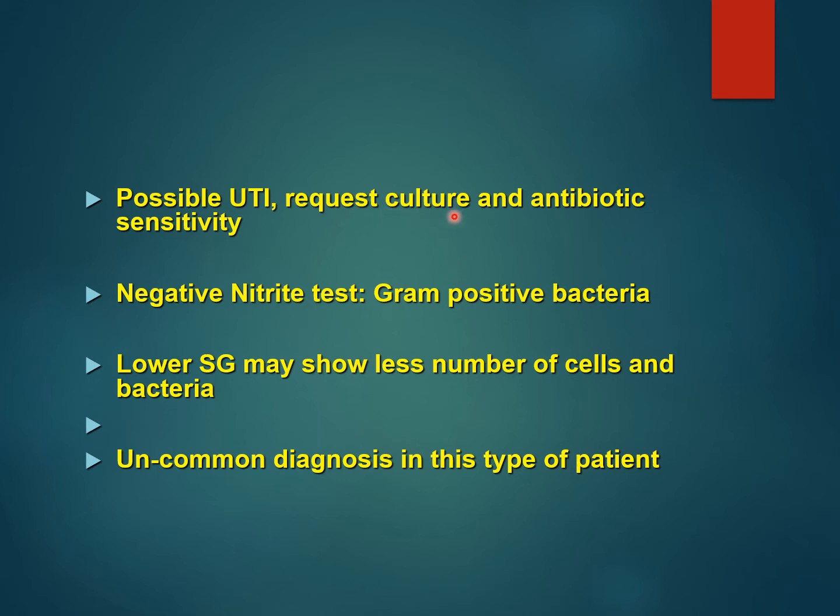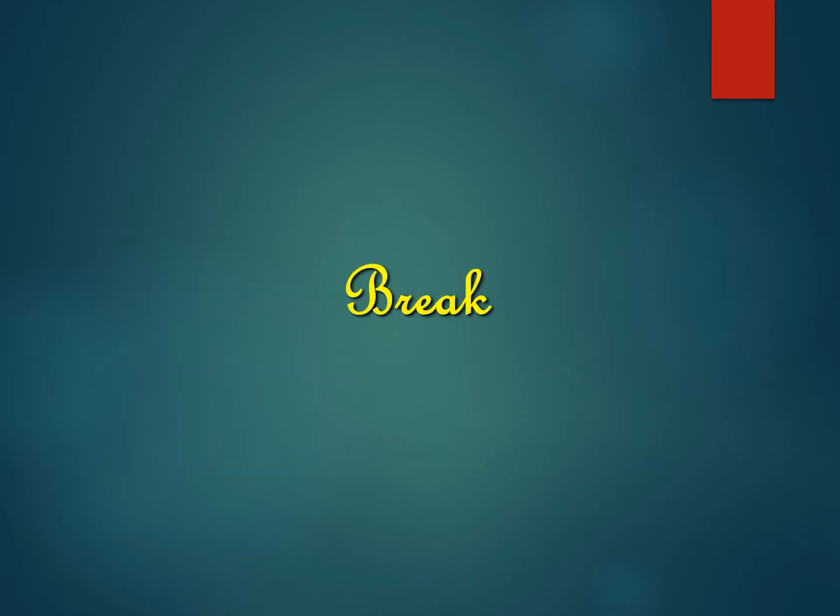For this UTI, do culture and sensitivity. If the patient is feverish, please start empirical antibiotic, but do the culture before starting the antibiotic. Negative nitrite means gram-positive bacteria may be the insulting organism here, so you can give some antibiotic. Low specific gravity may show fewer cells, uncommon in this type of patient really. The idea is I'd like you to know that urine is very precious in giving a clinical decision. Please have a break and come to the next modality to diagnose renal diseases.